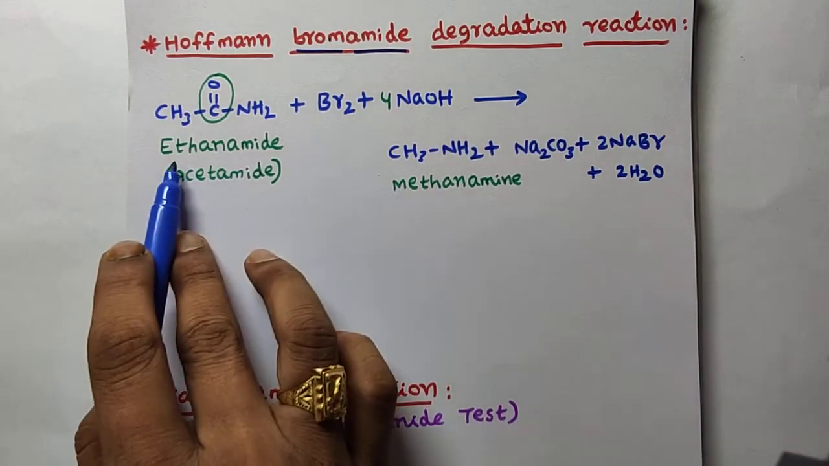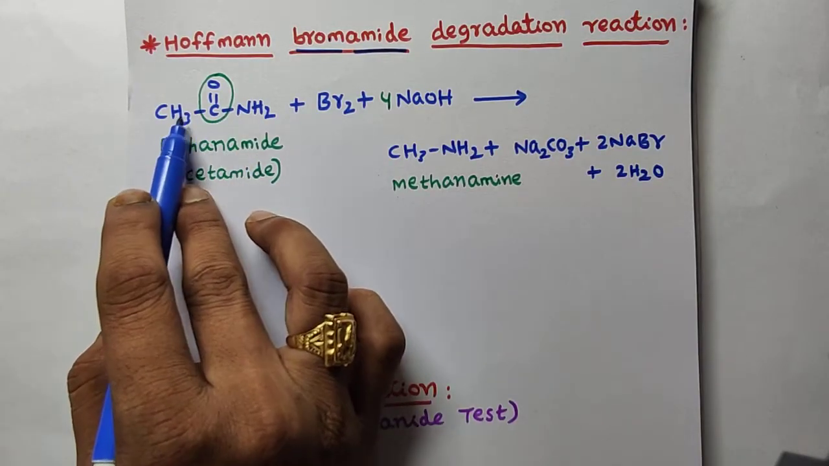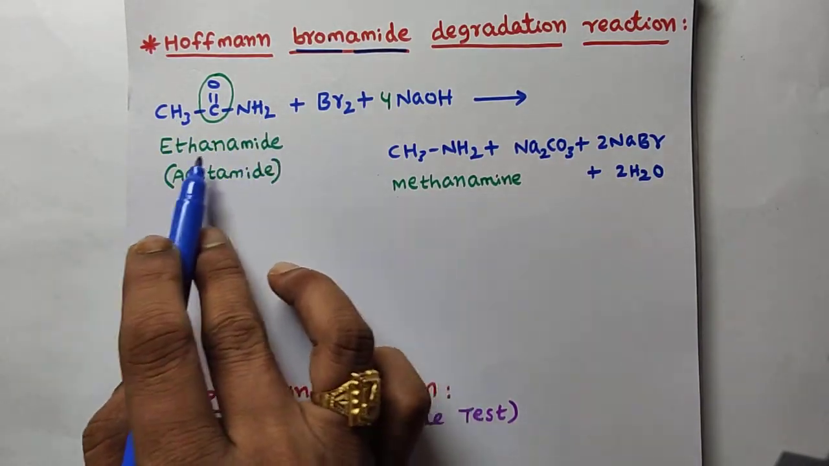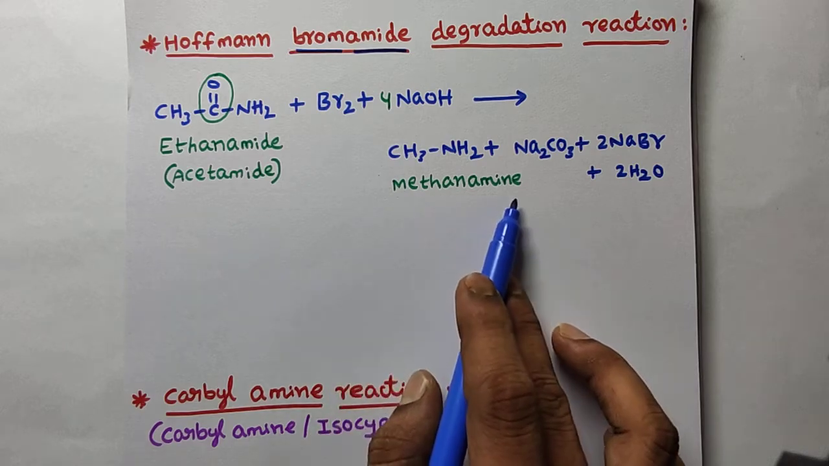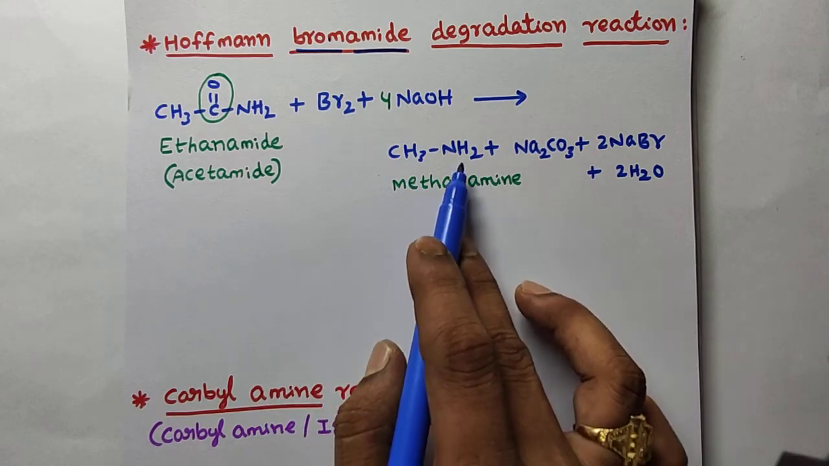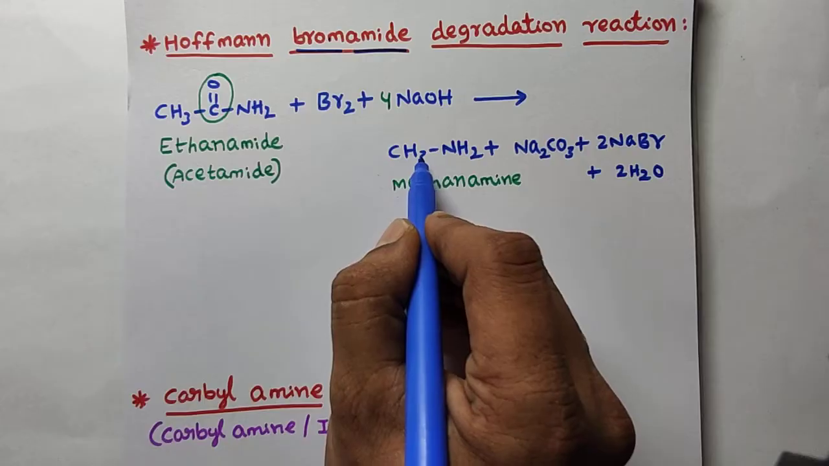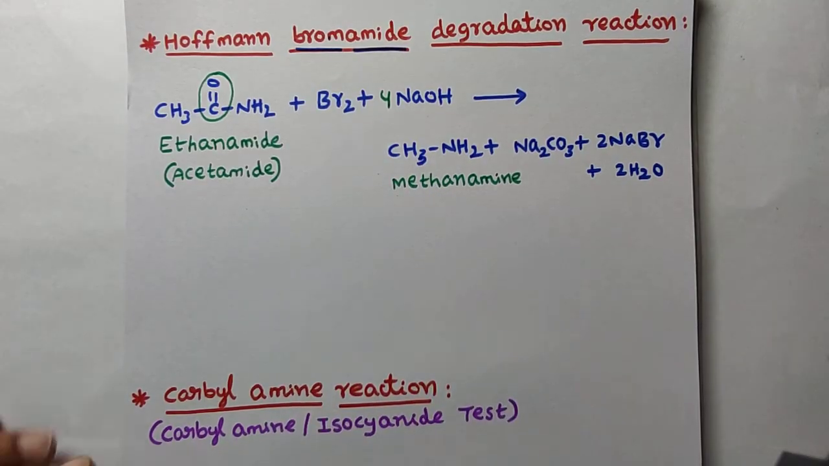In this reaction, ethanamide, because 2 carbons are there in ethane, with the amide functional group, is converted into methanamine, because 1 carbon is there, meth, and the amine group is there. Methanamine. I will take one more example.